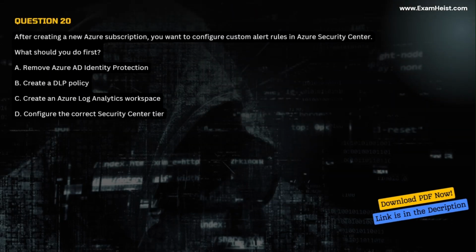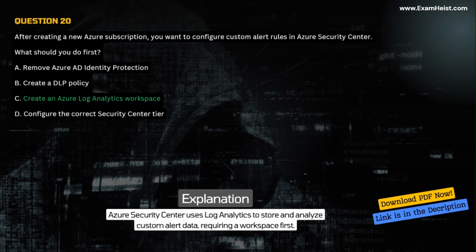After creating a new Azure subscription, you want to configure custom alert rules in Azure Security Center. What should you do first? A. Remove Azure AD Identity Protection. B. Create a DLP policy. C. Create an Azure Log Analytics workspace. D. Configure the correct Security Center tier. Correct answer, C. Create an Azure Log Analytics workspace. Explanation. Azure Security Center uses log analytics to store and analyze custom alert data, requiring a workspace first.